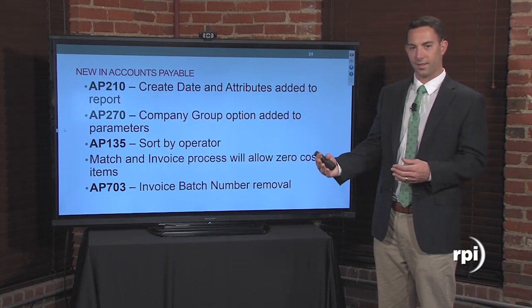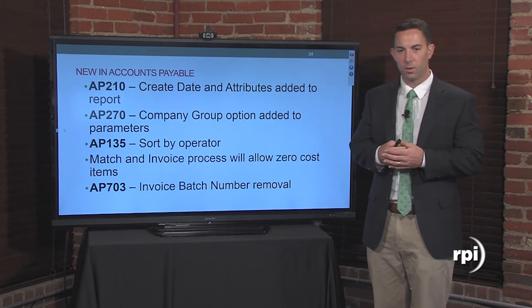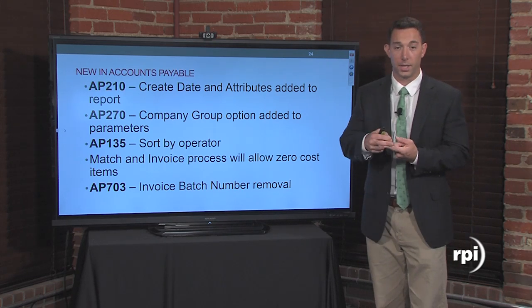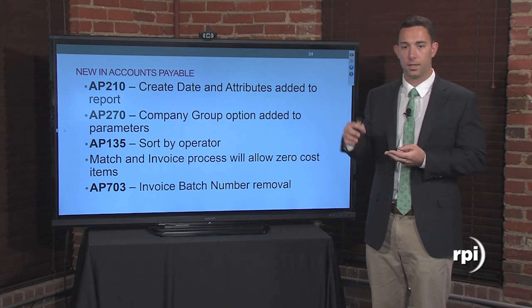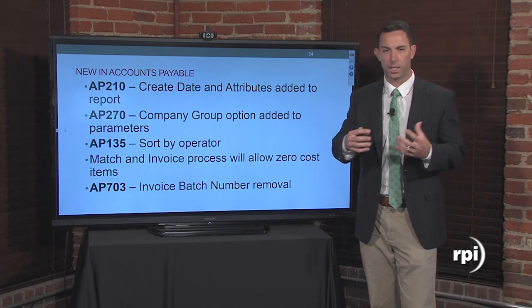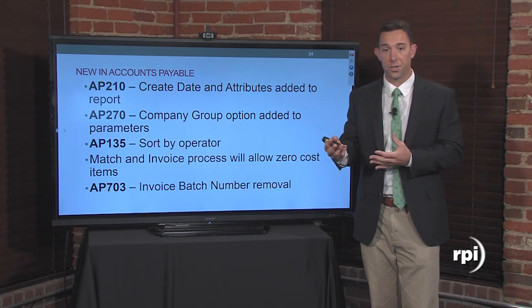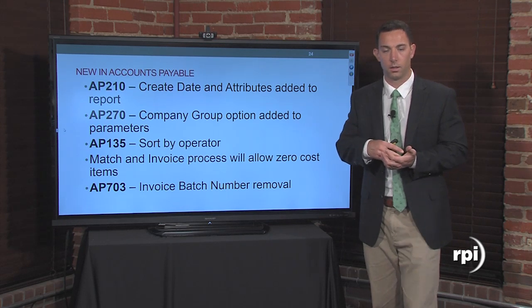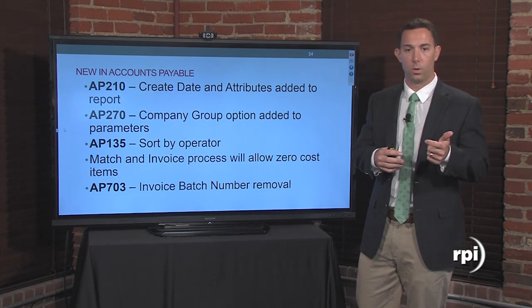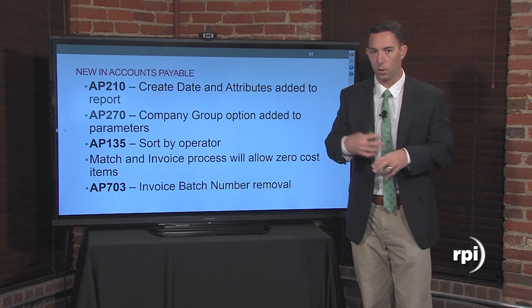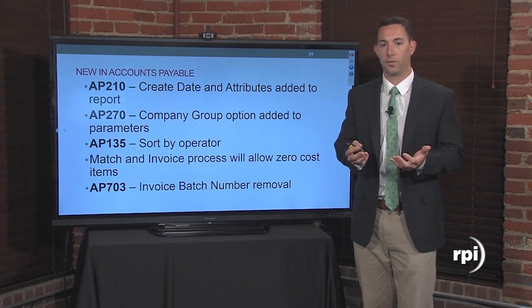All right, 4 more things. AP 210, your vendor listing report, you can now, there's a create date and attributes field added to that report. So if you wanted to get specific vendors based off of an attribute, you can run that listing that way. Or if you wanted to do a create date filter to say I only want to see vendors created within a certain date range, you can do that.